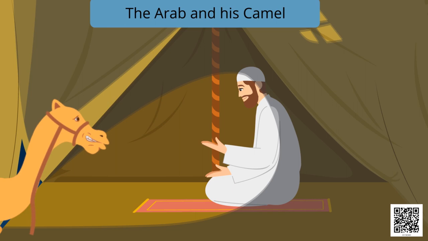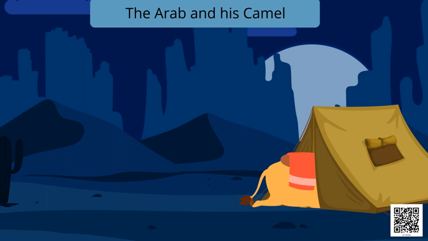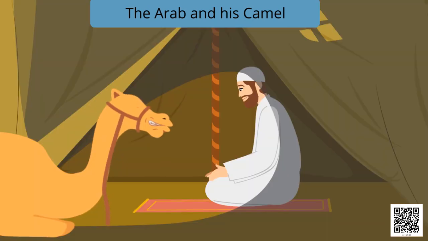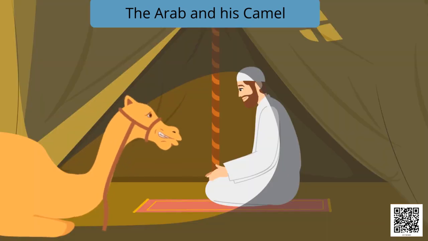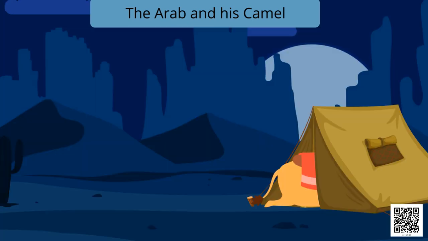So the camel again asked the Arab, "It is very cold outside. May I put my legs inside the tent?" After hearing this, the Arab again felt pity on the camel and he replied, giving permission like this, "Okay, you can put two of your front legs inside the tent."